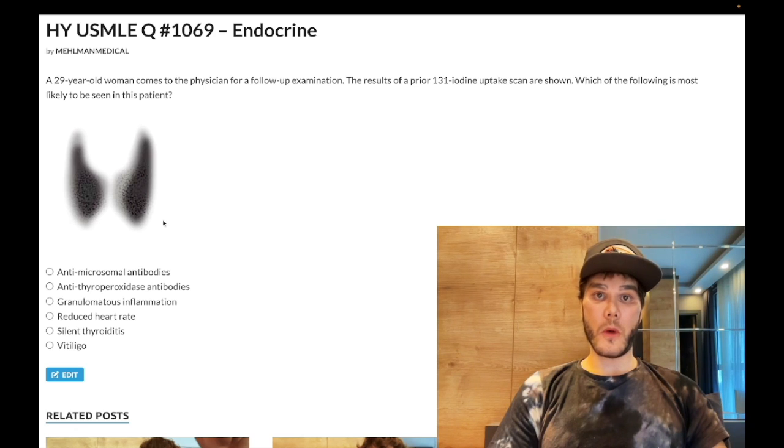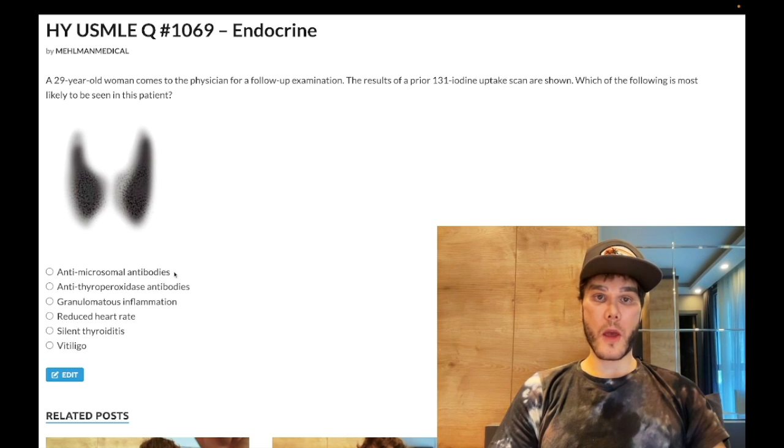So if, for example, you were to see nothing but a black circle, that would mean you have a toxic adenoma. If you were to see a few black circles, that would be toxic multinodular goiter. If you saw very little uptake, either absent or patchy uptake, that would be Hashimoto. So here, it's diffusely increased uptake. The whole thyroid gland is black. So this is Graves' disease. Okay, so let's just hop through the answers.